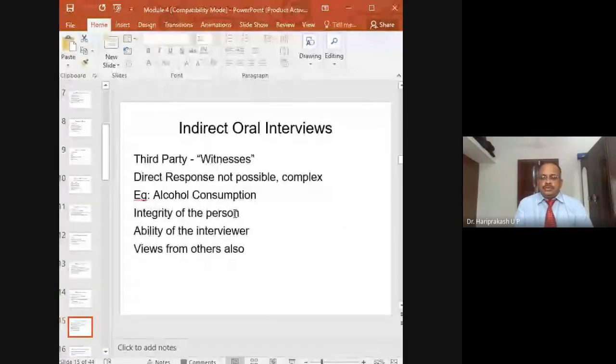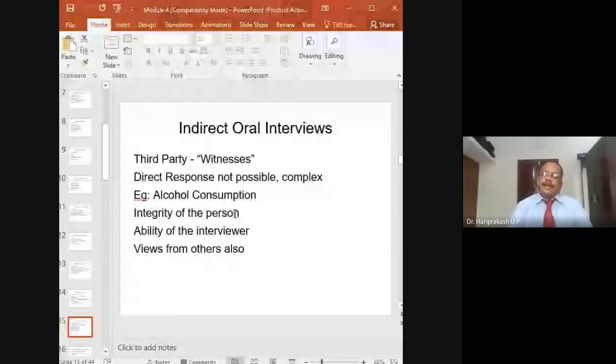Indirect oral interviews. So here, in indirect oral interviews, a third party is involved. In the previous techniques, the person who is doing the research, who is collecting the data, himself is asking the respondent. Here, a third person is involved. A third person who is not related to the research is asked to collect the information related to the respondent. Got it? So something like some sensitive information.